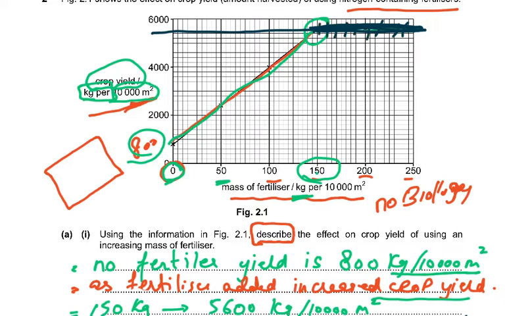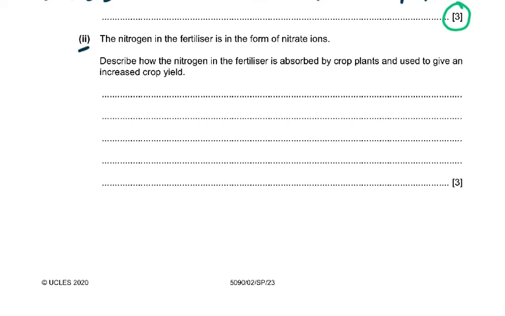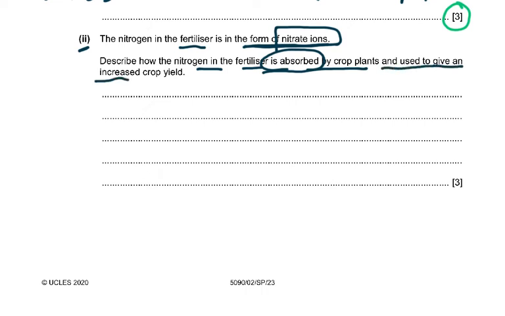in which we have increased the fertilizer from 150 to 200 and then to 250, but the crop yield has remained the same. Now coming to part 2 of the question, the nitrogen in the fertilizer is in the form of nitrate ions, that we all know. Describe how the nitrogen in the fertilizer is absorbed by crop plants. How is it absorbed and used to give an increase in crop yield? Why would it increase the crop yield?